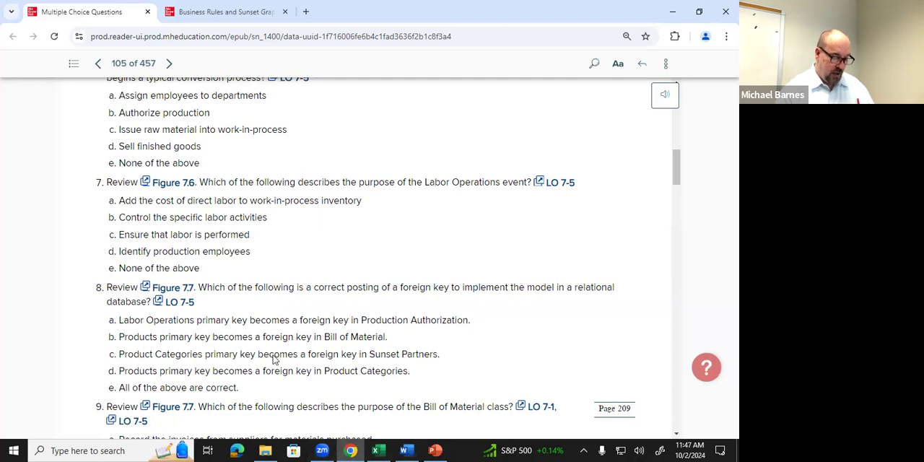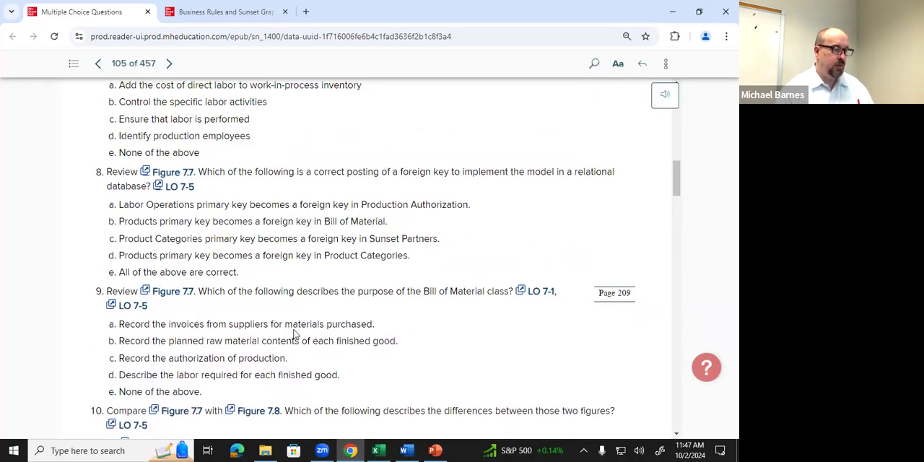Okay. Question number 8. Which of the following is correct posting of a foreign key to implement the model of a relational database? Now, this one is a little bit dicey, but this reflects on something we've already talked about. So I want to go ahead and talk a little bit about each of these. So we've got labor operations, the primary key and foreign key and production authorization, products become primary key and foreign key and bill of materials, and so on. So one of the things that I told you to make sure you identify in this is you had to understand what multiplicities are existing in these relationships. So let's just go ahead and do this, okay?